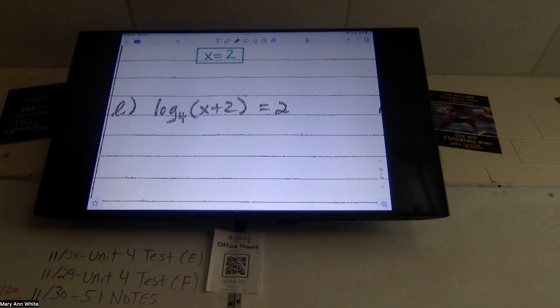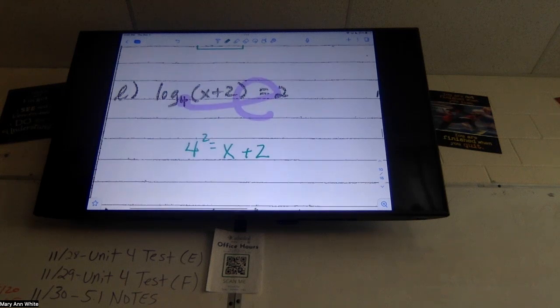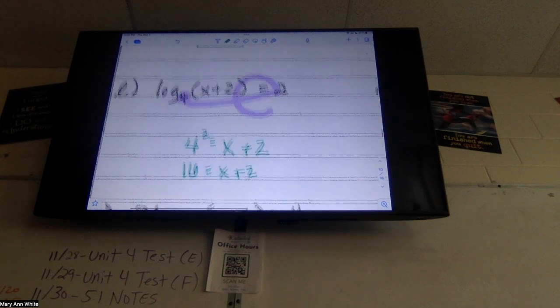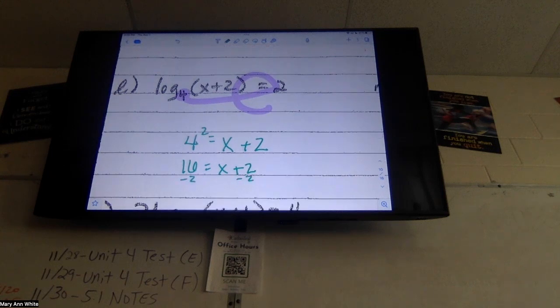When I do that, what am I gonna get once I log roll here? 4 to the 2nd equals x plus 2. 4 to the 2nd is 16 equals x plus 2. How do I get x by itself? Subtract. Minus 2. X equals 14.